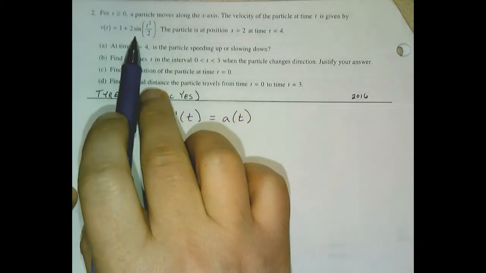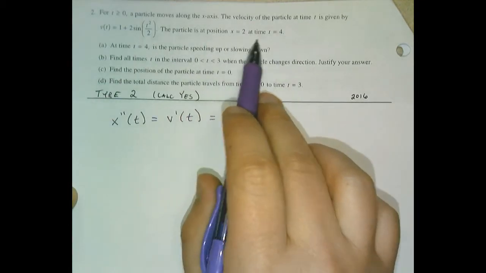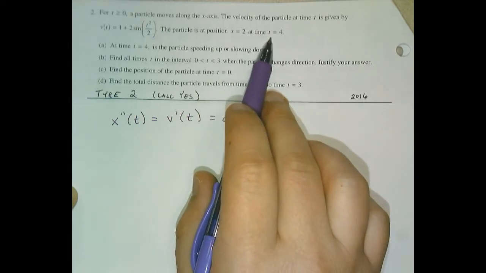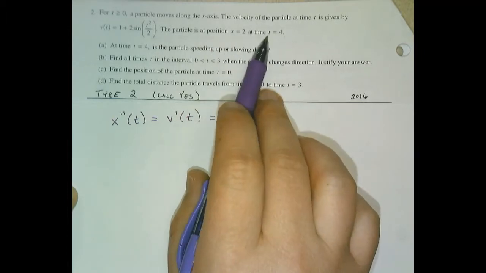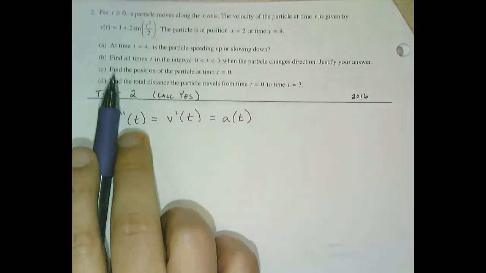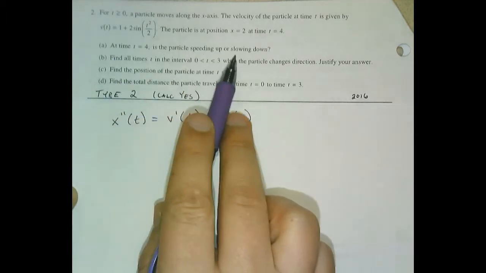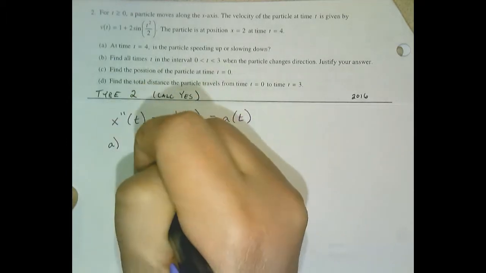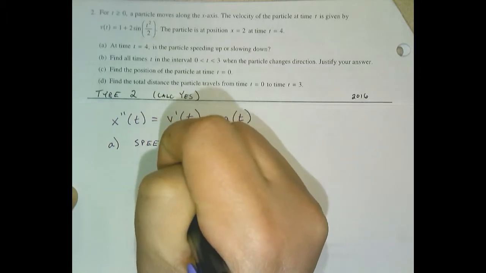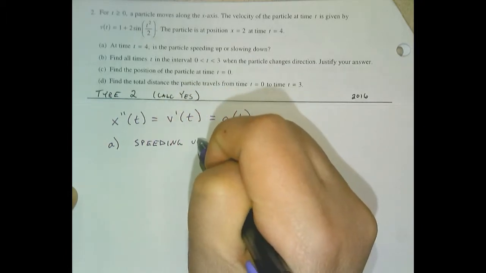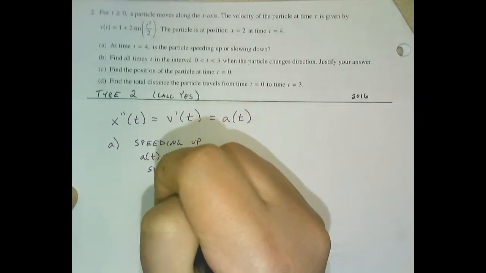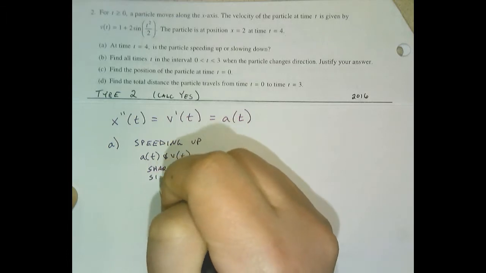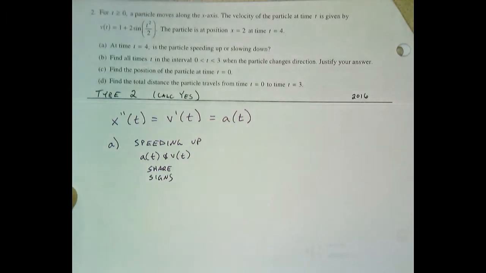So they give us velocity and they give us a position. You could call it the initial position, but it's at time 4, so it's not quite initial, but at time 4, the position is at x equals 2. On to part A. At time 4, is the particle speeding up or slowing down? Well, we learned in class speeding up means a of t and v of t share signs. So that's the question that it's asking us to determine. Do a of t and v of t share signs, specifically at time 4?